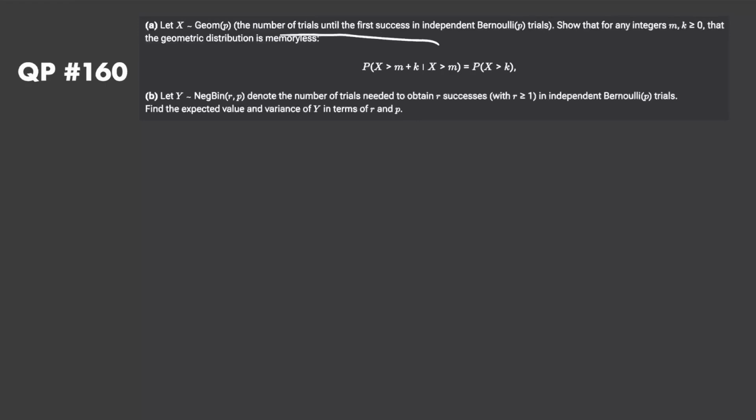So in part A we have x as this geometric random variable. Again, it represents the number of trials till the first success in independent Bernoulli trials. So show that for any integers m and k that basically the geometric distribution is memoryless, which is this property right here.